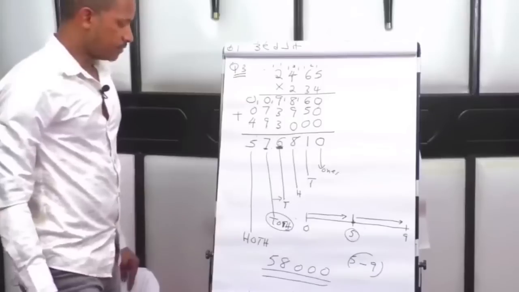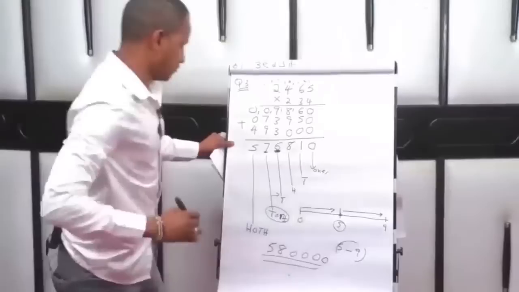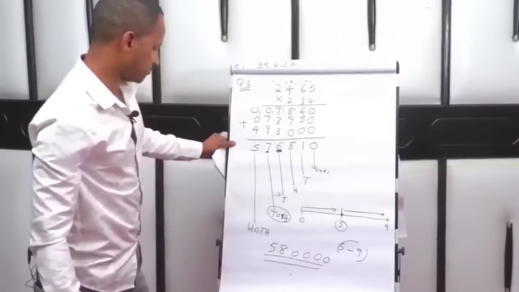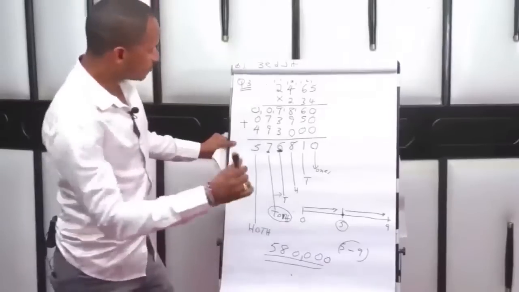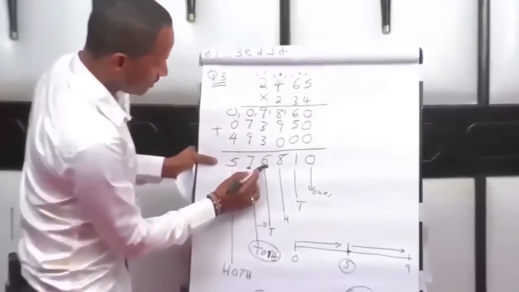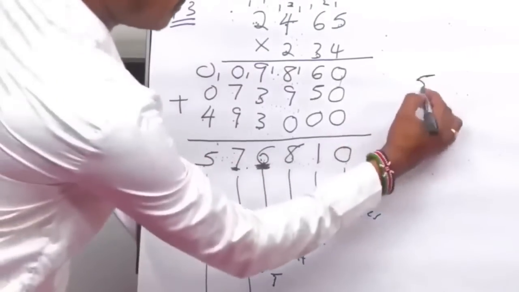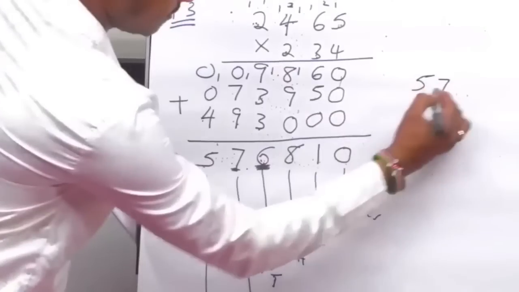Okay? 4. We replace with 0. Now, this is our answer. Suppose this number, class, suppose this number is 4. We finished this. Now, suppose this number is 4. So we will have 57. Then suppose this number is 4.